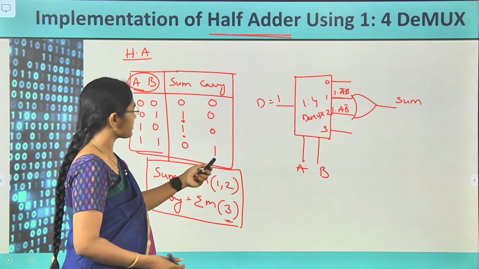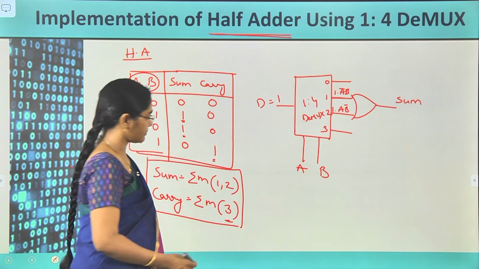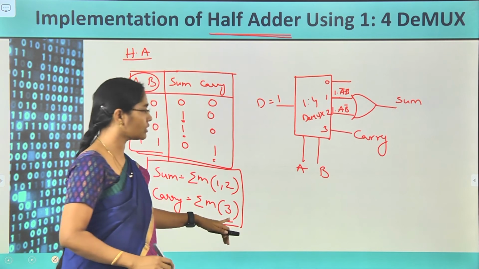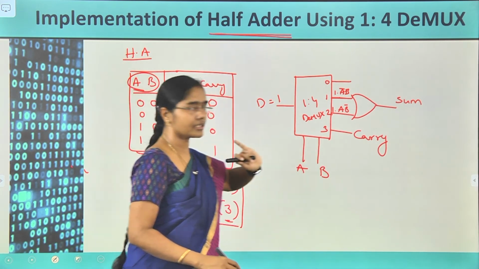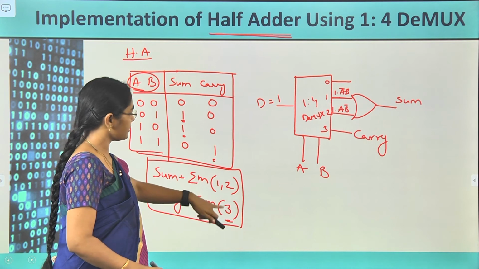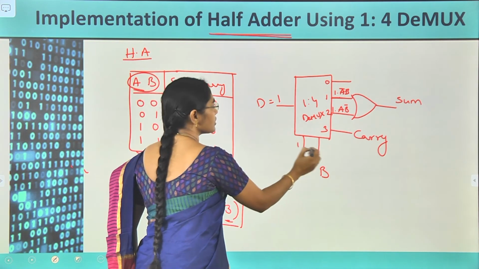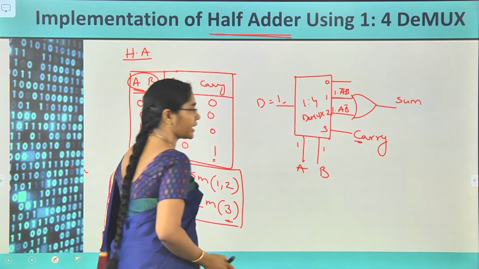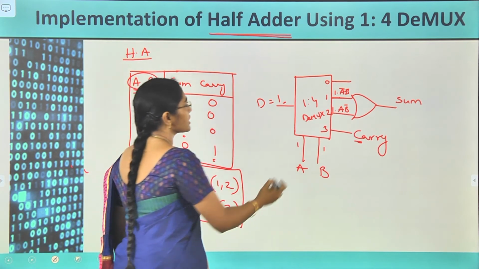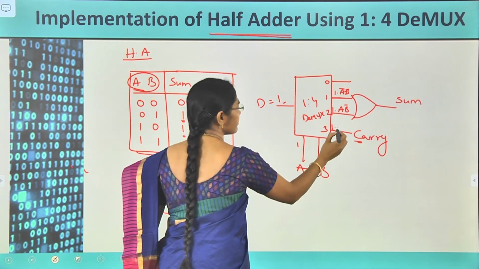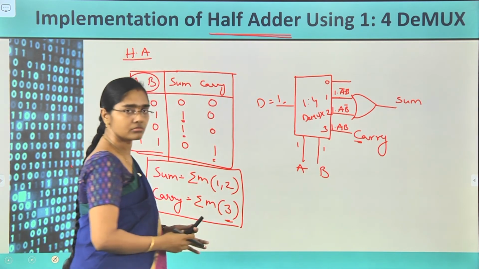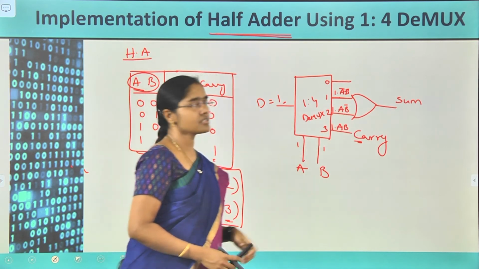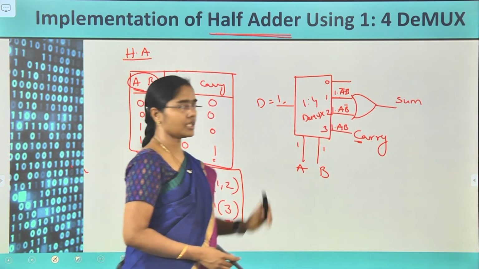Then what is the carry expression? Carry expression is only the third minterm. Since it has only one minterm, I can write carry here directly. That is, when AB is equal to 1, 1, directly this D, that is value 1, will be connected to the carry. Then what is its equivalent? D into AB, 1, 1 means AB. 1 into AB is equal to AB. So the carry expression for the half adder is AB. Sum expression for the half adder is A bar B plus A B bar.